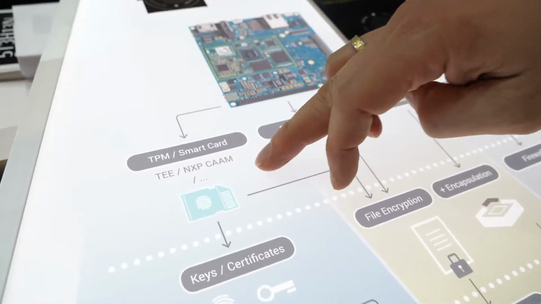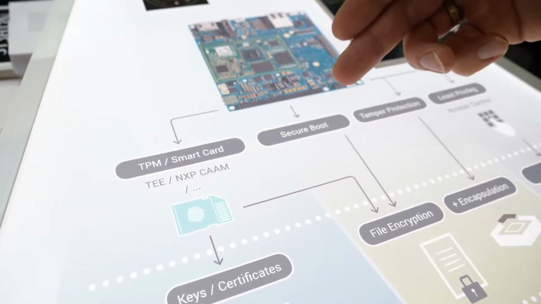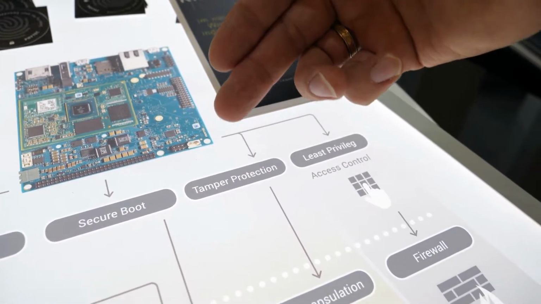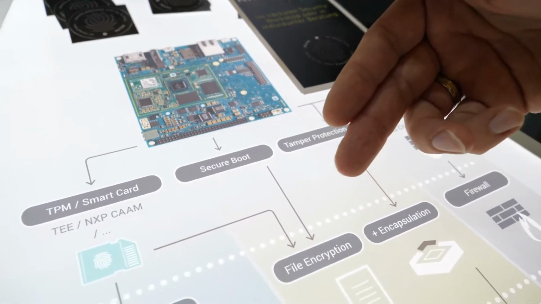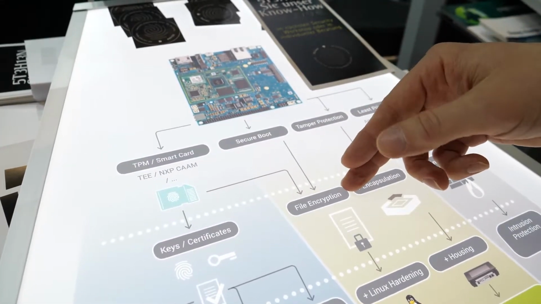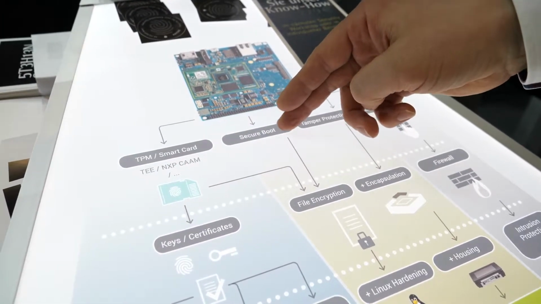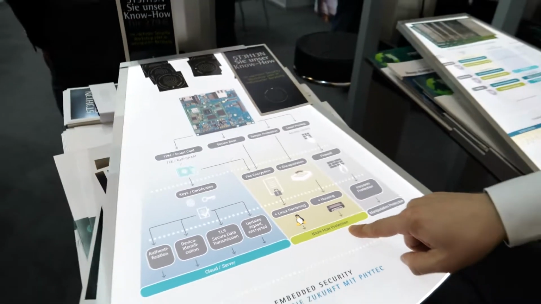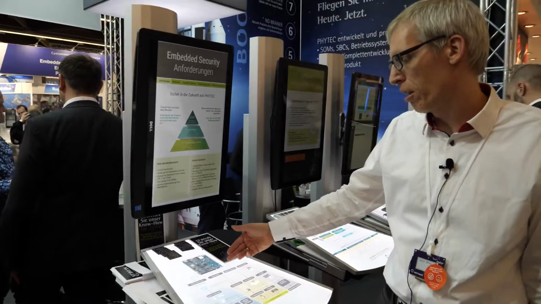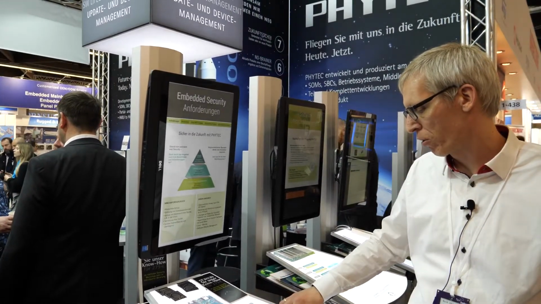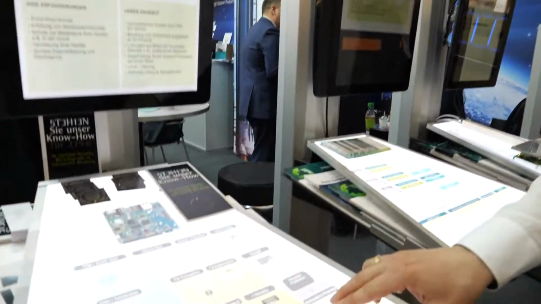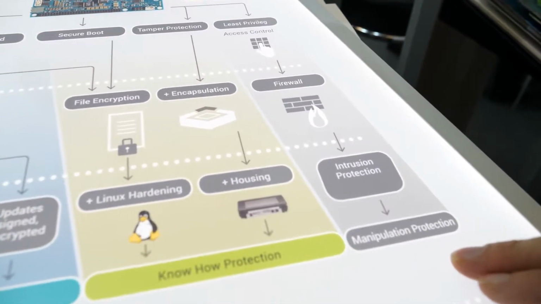The NXP CAAM module you can use if secure boot is activated, then it creates its own symmetric key. And this key you can use to encrypt other keys, for example, for file encryption. So you can build a chain of trust with secure boot, file encryption and Linux hardening to protect your know-how, for example. Another physical protection is tamper protection, for example, with encapsulation and housing. So there are different solutions with firewalls and intrusion protection to achieve the target of manipulation protection.